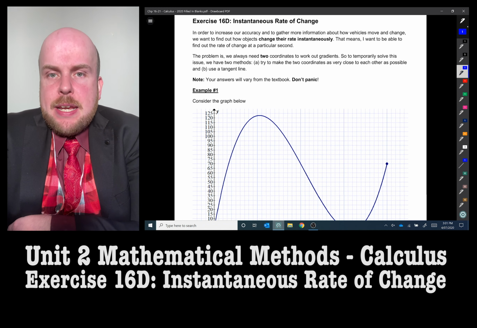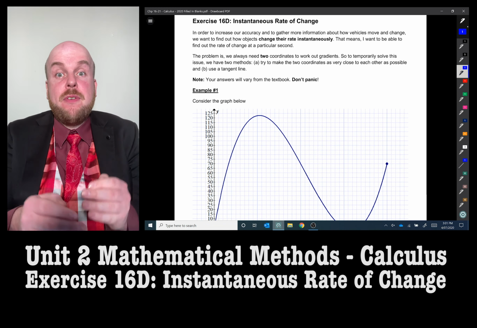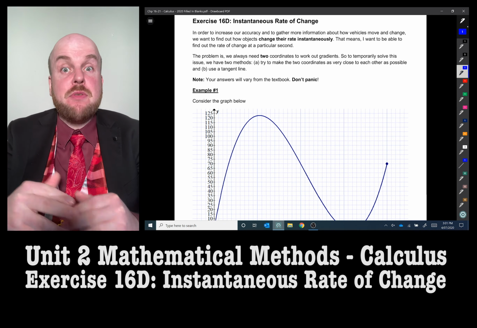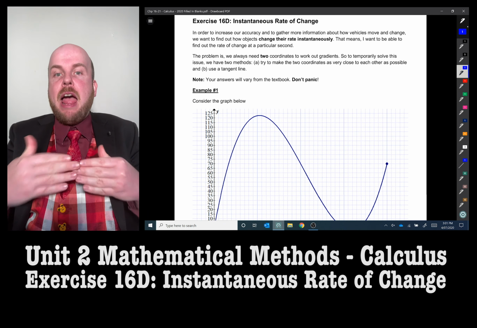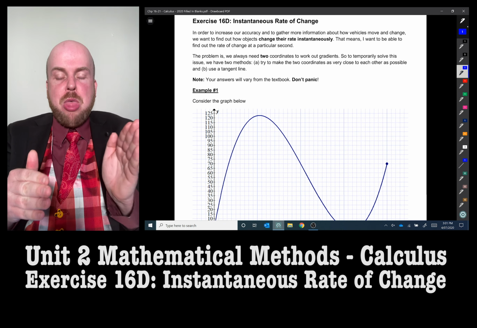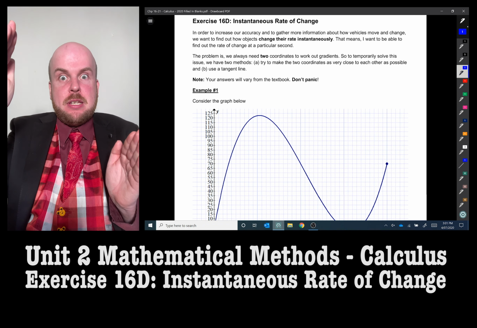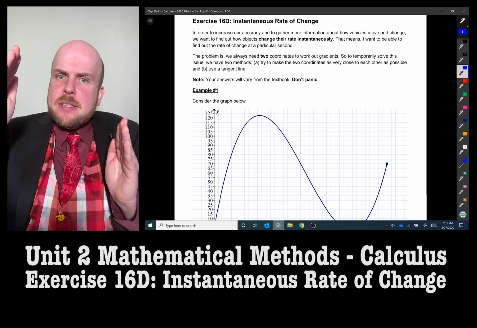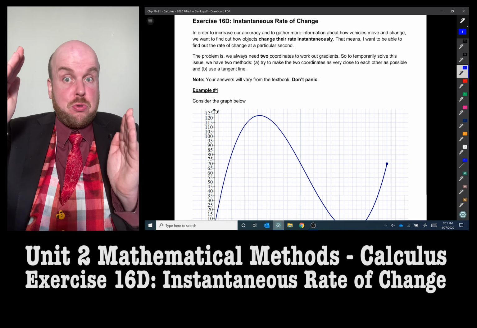So what is instantaneous rate of change all about? So far we've talked about a constant rate of change, which is the same rate of change for each part of the graph. We've looked at the average rate of change, so we've taken a point and a point here, and then we found the average rate of change between those if I draw a line. Well, an instantaneous rate of change is trying to approximate.